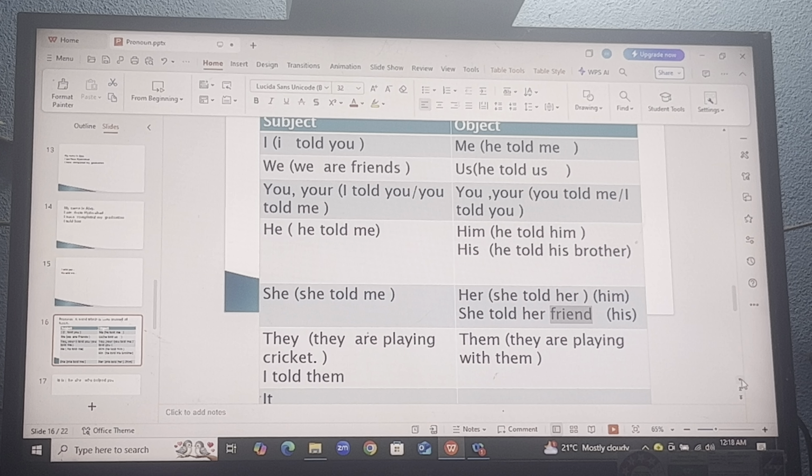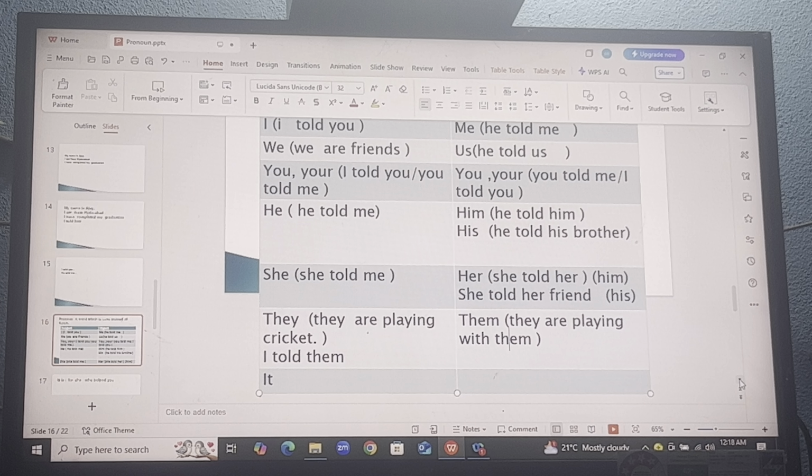Now comes they are playing, but can I say them are playing? Obviously no. So they are playing with them. Hope you are getting the point. Okay, so them are playing with they, can I say? No. Why? Because if the word is of subject side, I have to use only on the subject. If it is of the object side, you have to use only on the object.